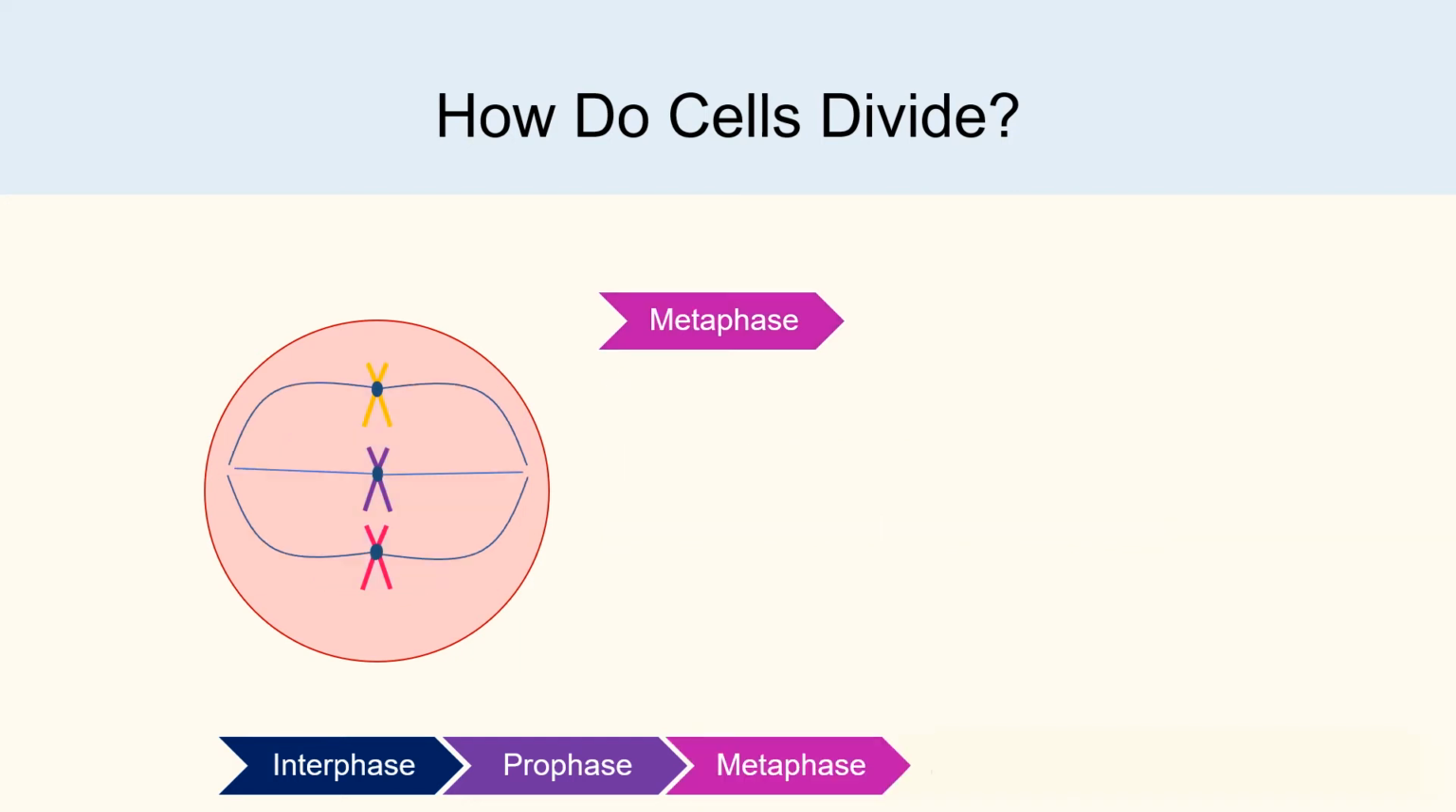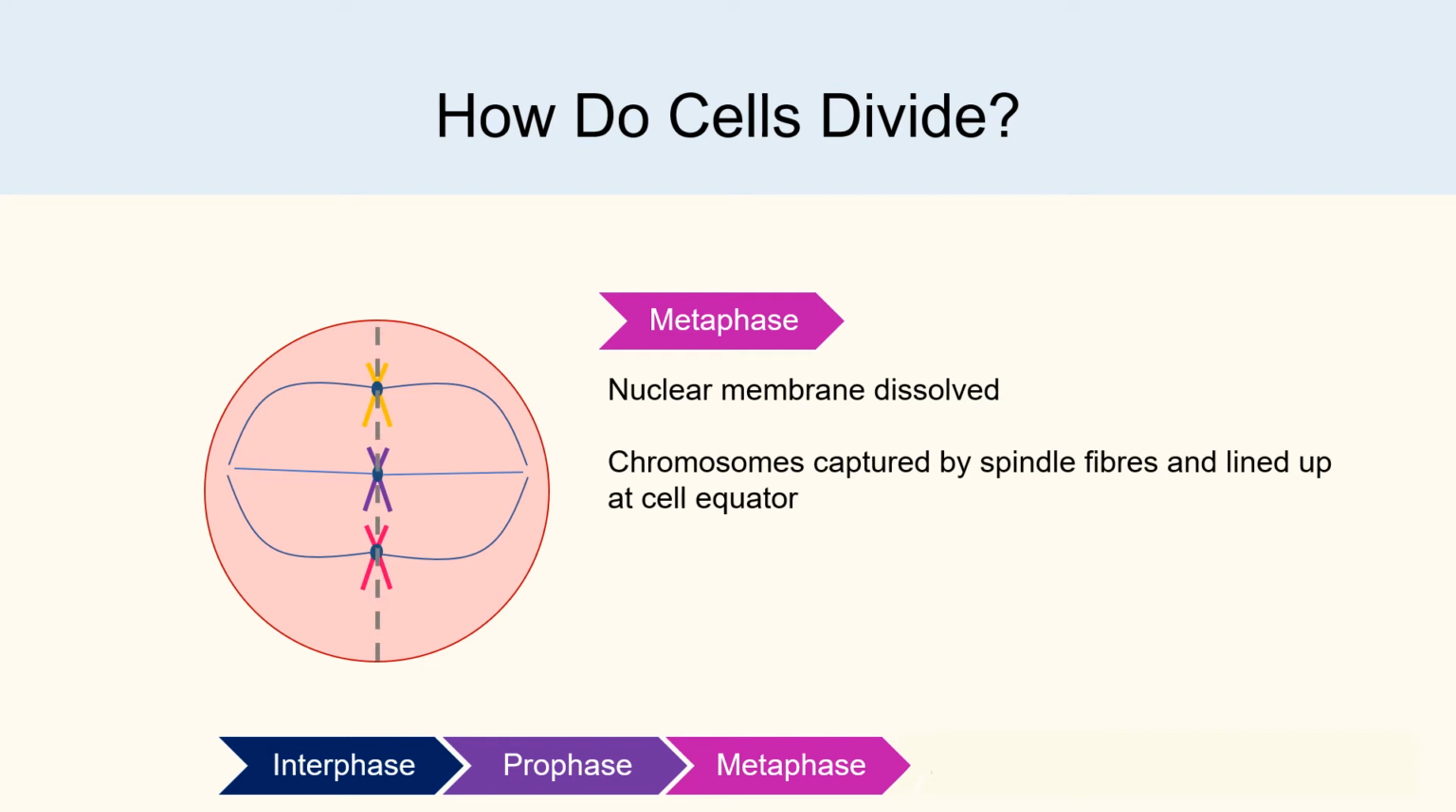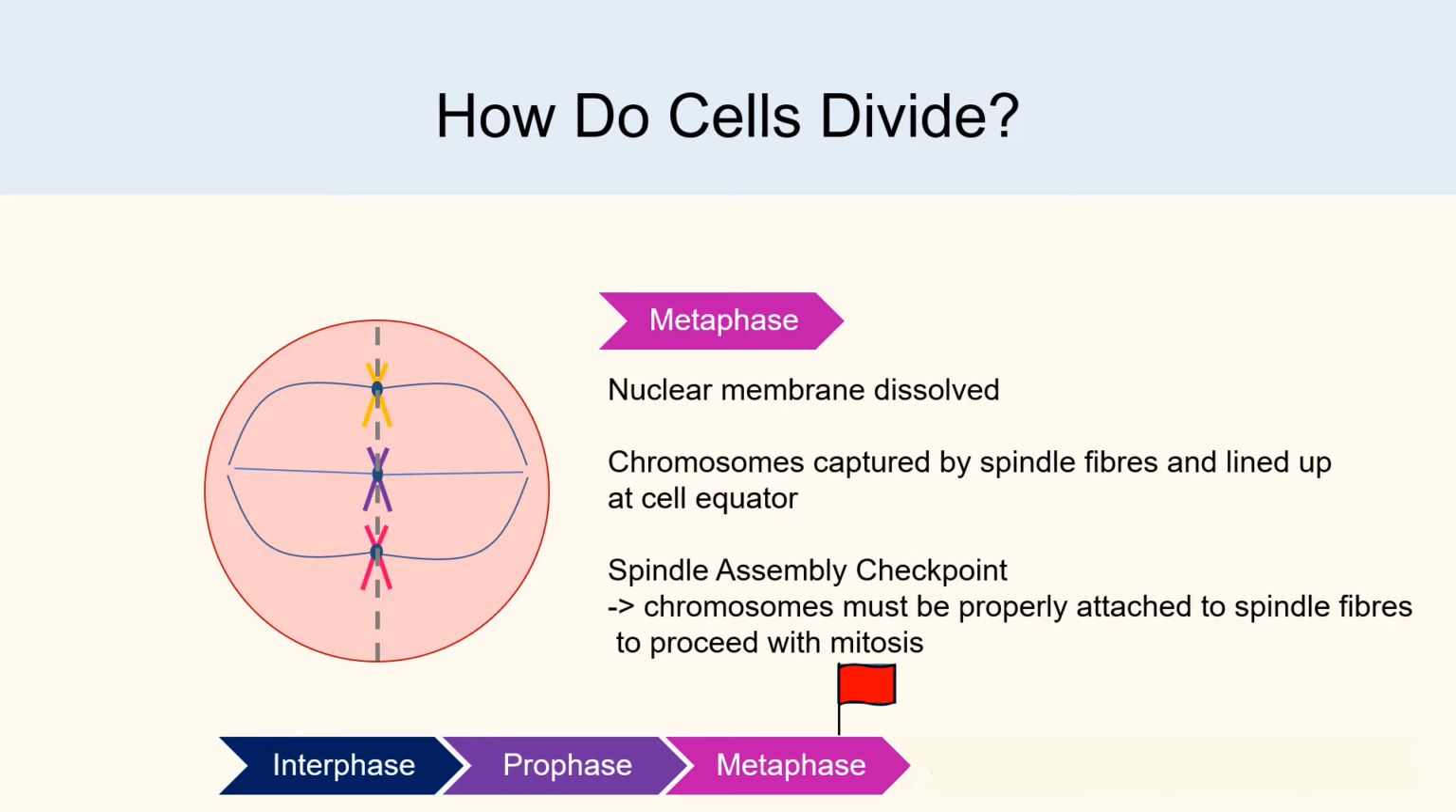Next is metaphase. At this point, the nuclear membrane is completely dissolved. The chromosomes have been captured by the spindle fibers and aligned at the cell's equator. Here we have a very important stage called a spindle assembly checkpoint. At this point, the cell confirms that all of the chromosomes have been properly attached to their spindle fibers before proceeding with mitosis.